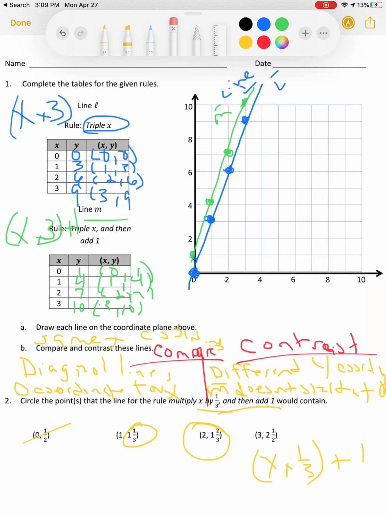Let's go to the last one, buddies. We're almost done, almost finished. Itadakimasu. Okay, when x is 3, let's write it in. 3 times 1/3 plus 1. 3 times 1 is 3. 1 times 3 equals 3. That equals 1 plus 1. Anytime the numerator is the same number as the denominator, it equals 1. So I'm going to cross that off and place a 1. So 1 plus 1 equals 2. Is that what they have here? So we know that this one is wrong. So these are the only 2 coordinate pairs that would fit on that line.